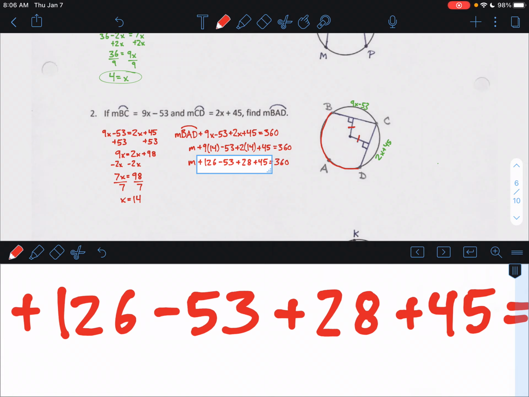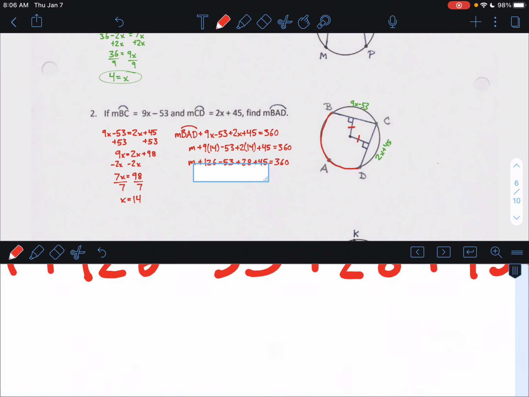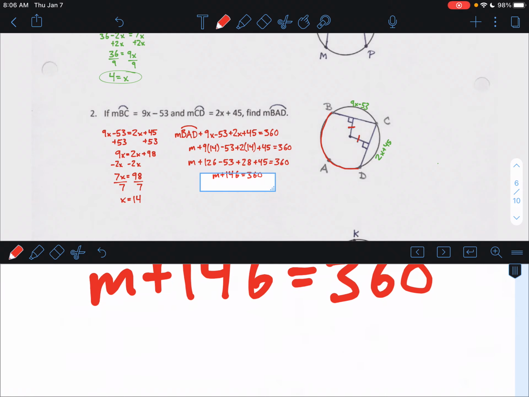So I have 126 minus 53. I'm just doing this all on my calculator right now. 126 minus 53 plus 28 plus 45 is 146. So I have m plus 146 equals 360. And to solve for m, or more specifically the measure of arc BAD, just subtract 146 from both sides.